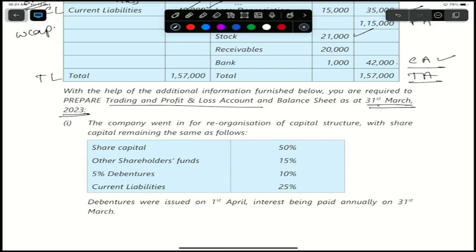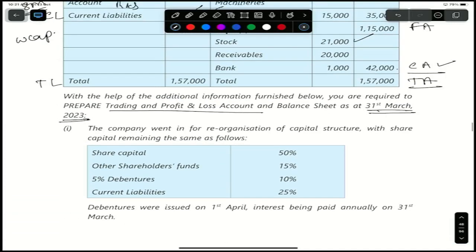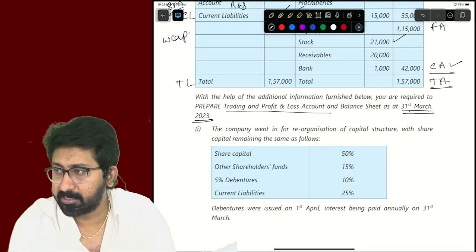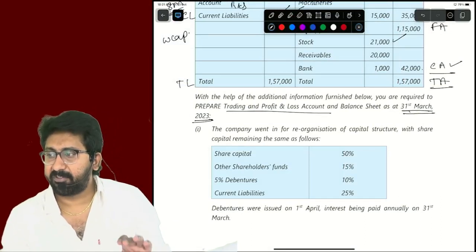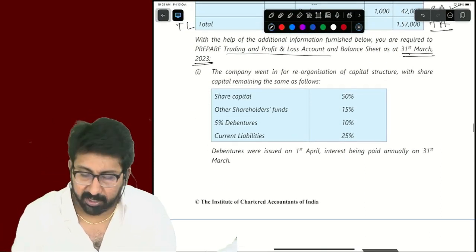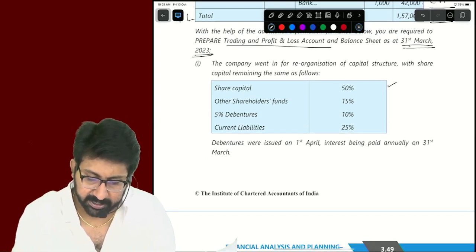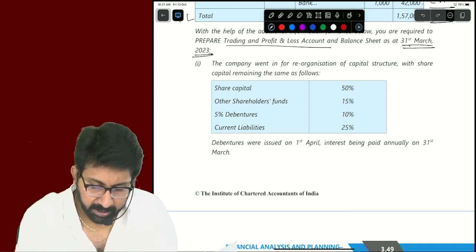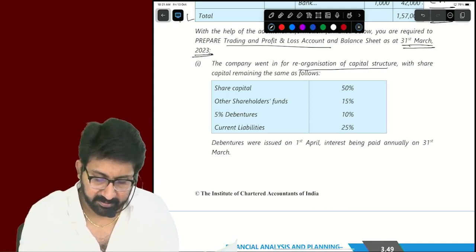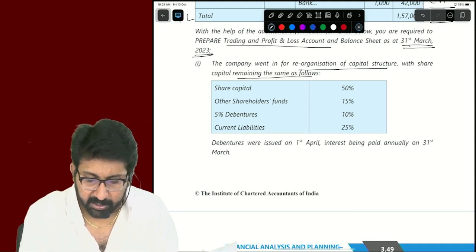Everyone, shall we continue? Okay. Now tell me, have you read the question? The company went for reorganization. Reorganization means changing its entire capital structure, etc. After the reorganization of capital structure, how is the share capital? How much percent? See the question. The company went in for reorganization of capital structure with the share capital remaining the same, as follows.